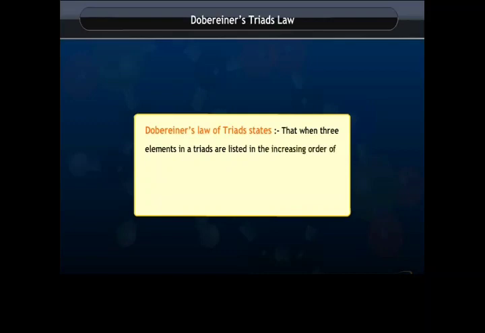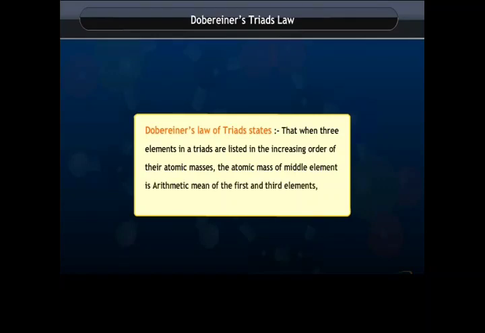Döbereiner's law of triads. Döbereiner's law of triads states that when three elements in a triad are listed in increasing order of their atomic masses, the atomic mass of the middle element is the arithmetic mean of the first and third elements, and these elements will show similar properties.